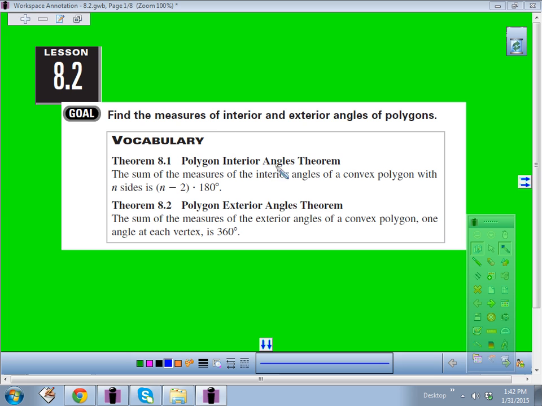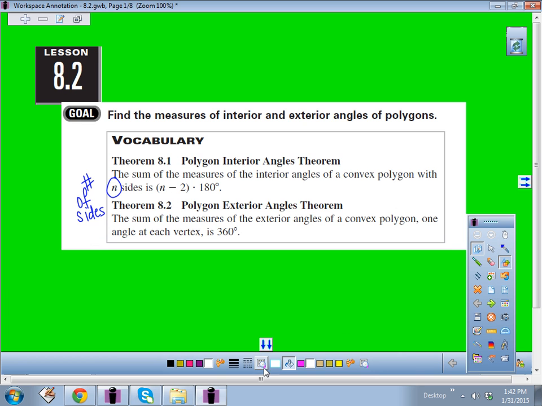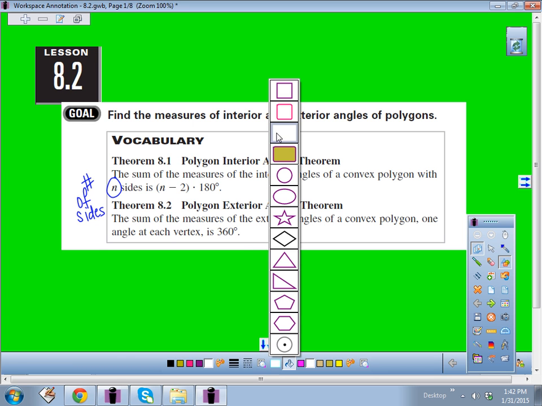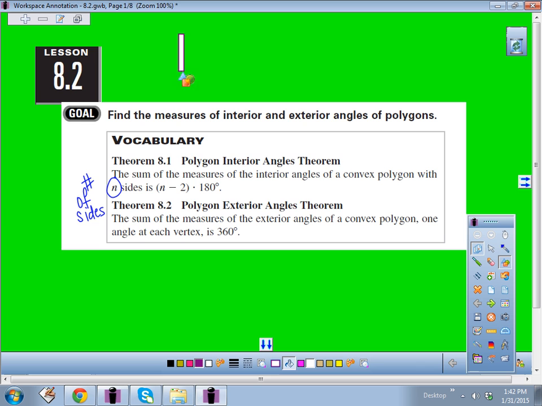For interior angles, we can see by theorem 8.1 that the sum of the measures of the interior angles of a convex polygon with n sides, that could be any number of sides, is always going to be the formula n minus 2 times 180. Now, one of the simplest ways that I try to help you all remember that is by looking at a rectangle first. So if I have a rectangle here, and I want to know what is the sum of the measures of the interior angles of that polygon with four sides.